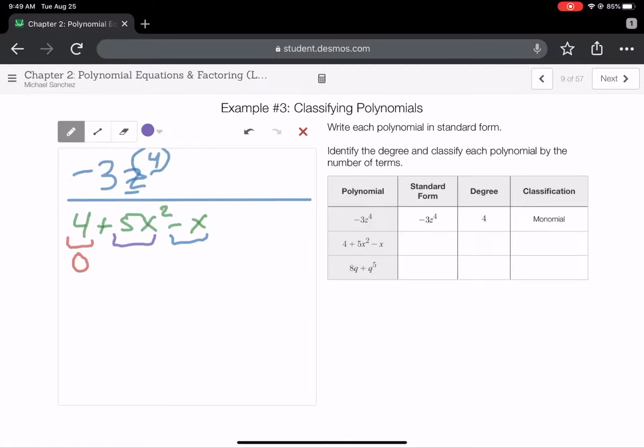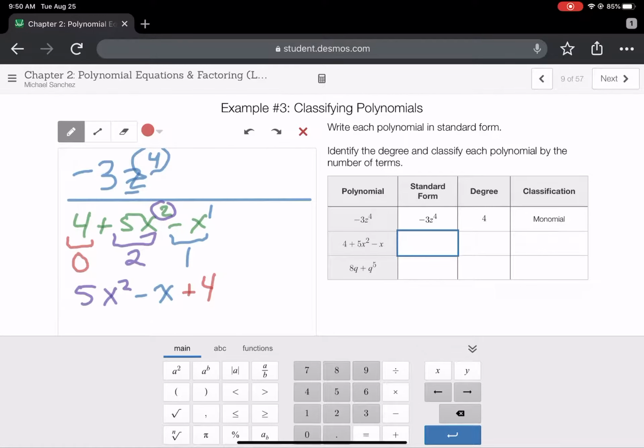Next up, the middle term, which is 5x to the power of 2. We have one variable, one exponent, so that is our degree for that term. And then our last one is just -x, which has an invisible power of 1. So we have that as our degrees. So now to put it in standard form, I'm going to put it in order from largest term, 5x to the power of 2, to the second largest, which is -x, and then to our smallest term, which is +4. This is our polynomial in standard form.